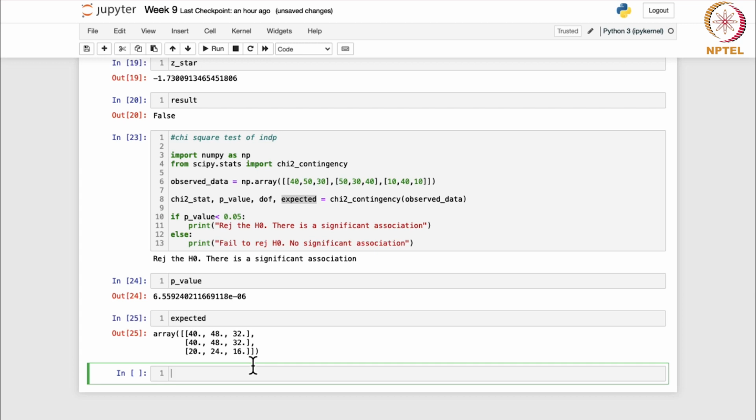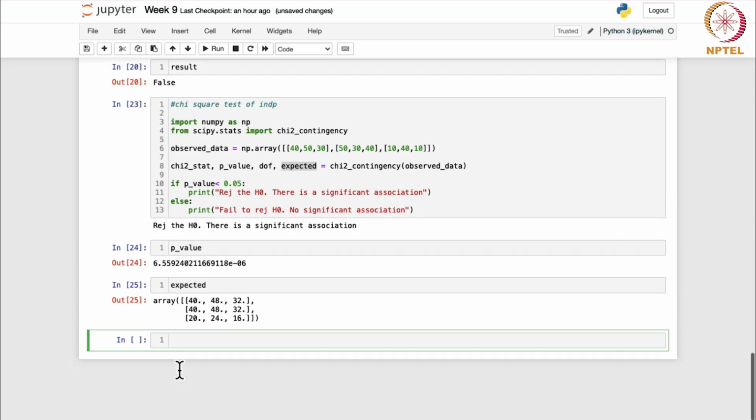If you want to give a proper print command, you can give for the chi-square test statistic first, then print the p-value, print the degrees of freedom, print the expected frequencies, or you can just directly see what is happening over here. So this is how you can perform your chi-square test of independence by simply using this function from the scipy.stats module. So it is easy.